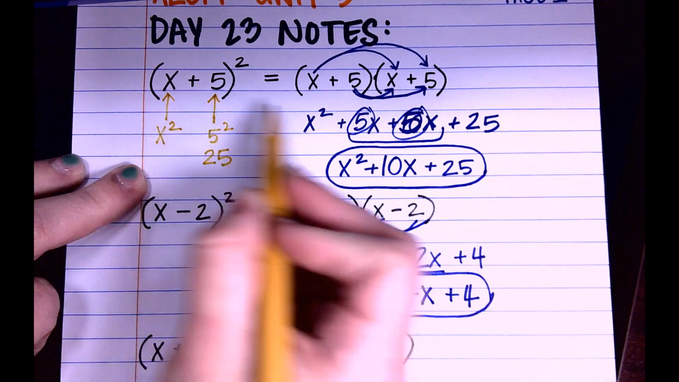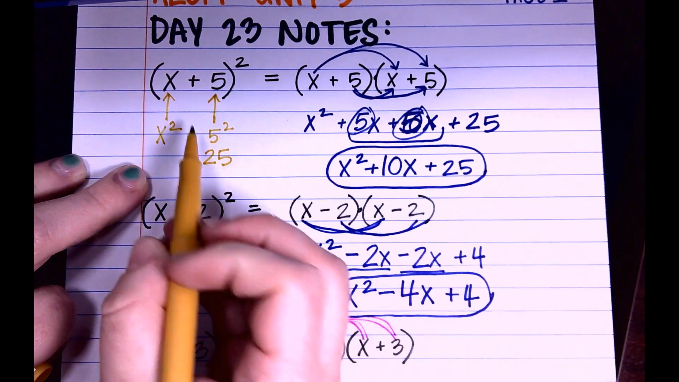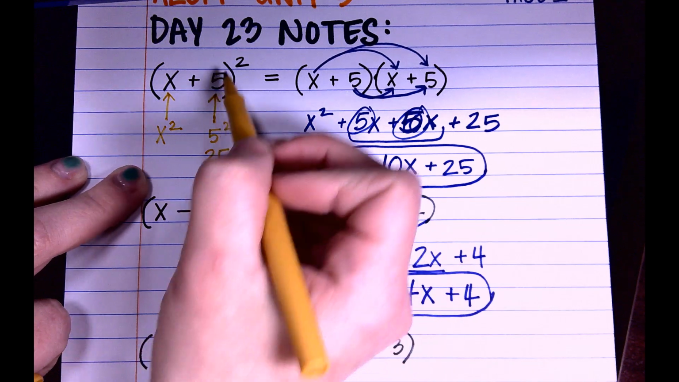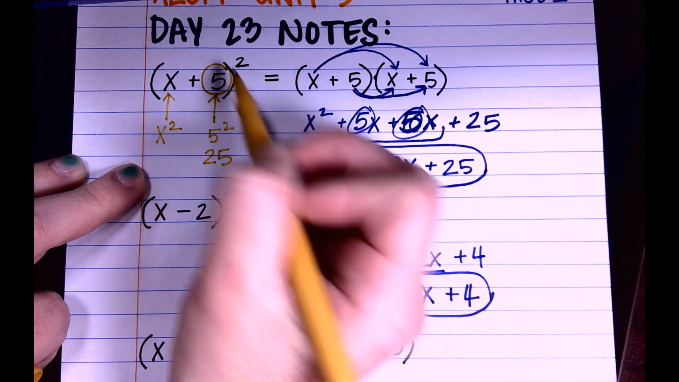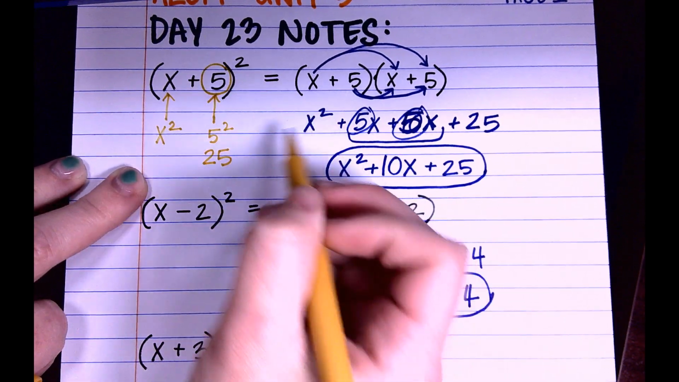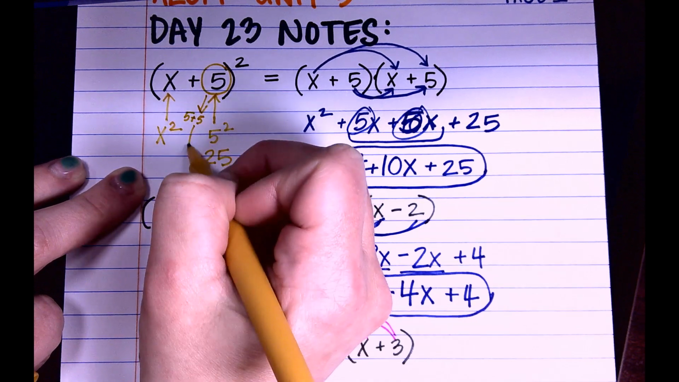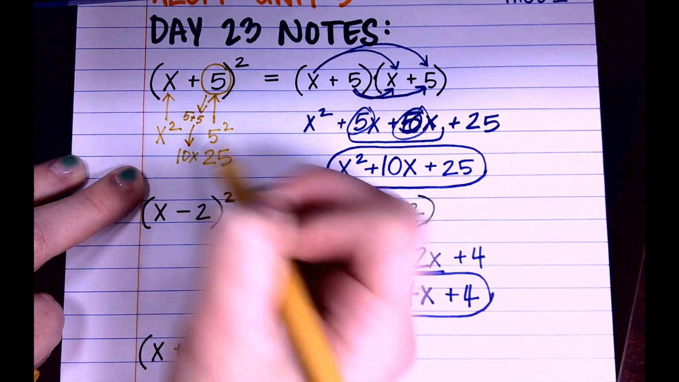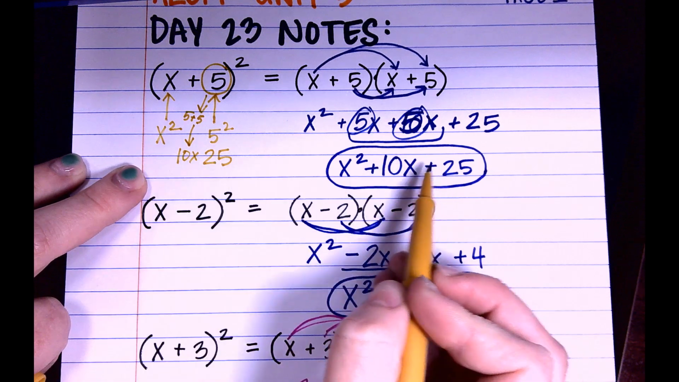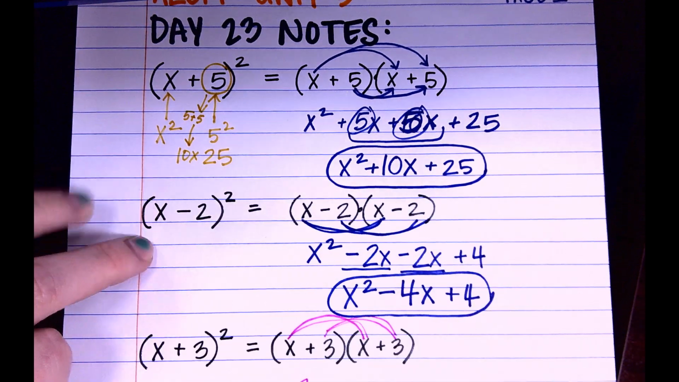X squared gives me my first term. To find your middle term, all you do is do 5 plus 5. And you get 10x. X squared plus 10x plus 25. That's our answer. We could do the same thing here.